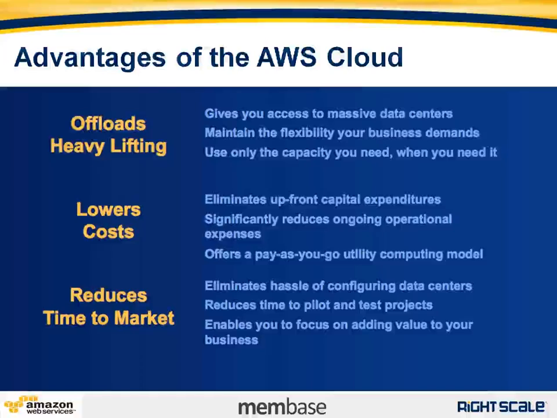And one more slide. So wrapping up some of the advantages of the AWS cloud: it offloads heavy lifting, so you get access to massive data centers. You can be very, very flexible. You can use the capacity you need when you need it. Lower costs, two different ways. You're eliminating upfront capital expenditures because you're not investing in data centers and servers. Lower usage costs, so your ongoing operational costs and expenses will be low. And then the pay-as-you-go utility model, so you're only paying for exactly what you use.